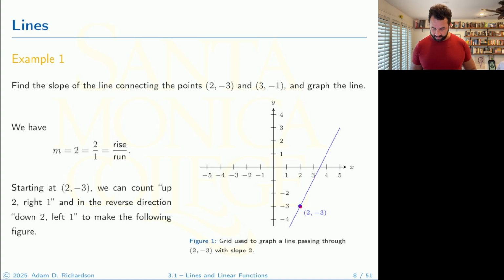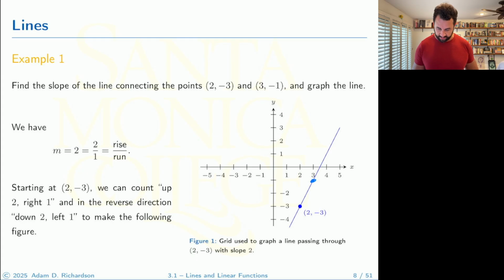Okay, so you could plot both of these points like so. Or you can use the slope to help guide you. So plotting the second point, actually, let me just draw it on here. 3 comma -1 is right there. So you can plot those 2 points and connect them with a line, or you can use the slope to help you. So you can start at one of those points.